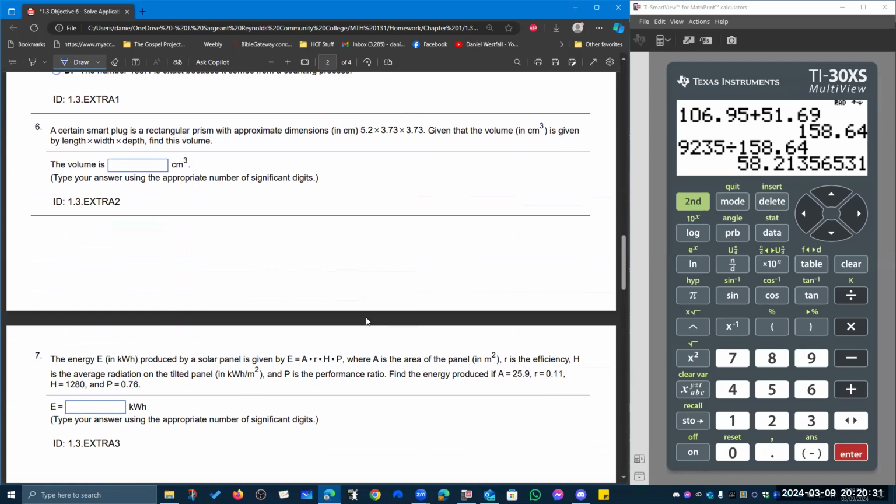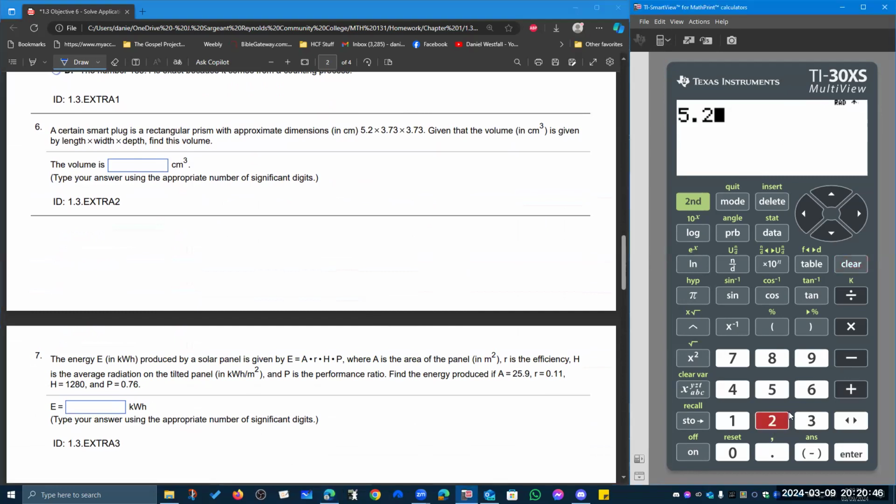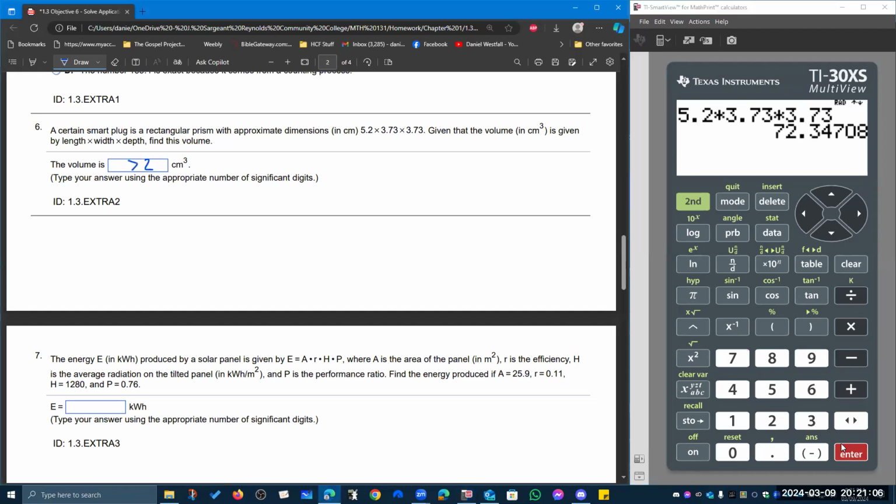A certain smart plug is a rectangular prism with approximate dimensions in centimeters of 5.2, 3.73, and 3.73. Give the volume. So we're going to multiply here 5.2 times 3.73 times 3.73. And we're going to give the correct number of significant digits, which is going to be 2. So this is about 72 cubic centimeters.